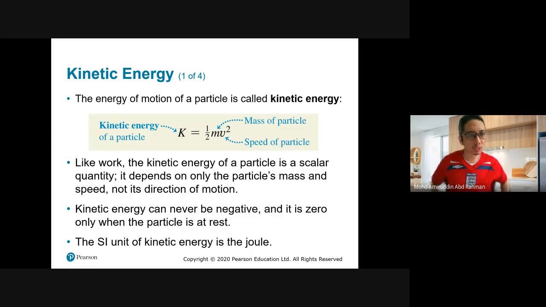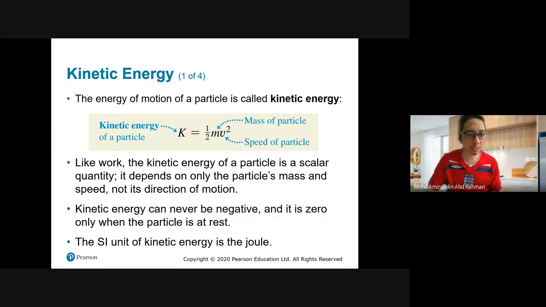Now we move to kinetic energy. The energy of motion of a particle is called the kinetic energy. So K, kinetic energy, equals half m v squared. I think you are familiar with this. Like work, the kinetic energy of a particle is a scalar quantity, and it depends on the particle's mass and speed, not its direction of motion. The kinetic energy can never be negative, and it is zero only when the particle is at rest. Kinetic energy is the movement energy, so it cannot be less than zero.